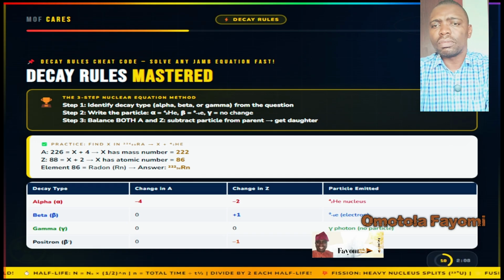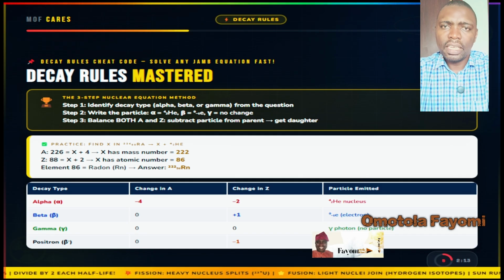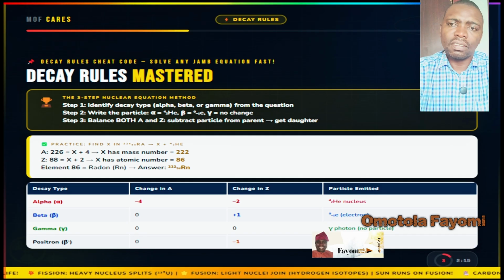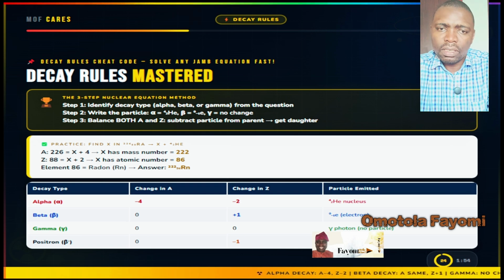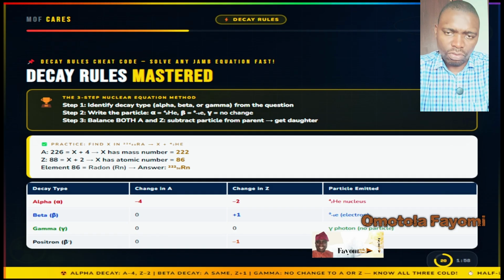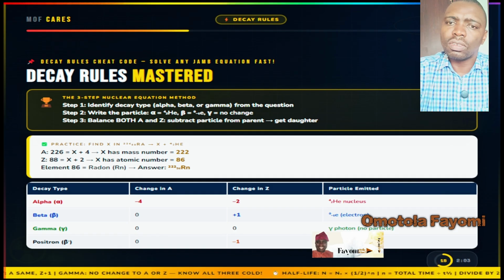Step 3, subtract from the parent to find the daughter. Alpha: parent loses A equals 4, and Z equals 2. Beta: parent loses A equals 0, Z changes by minus 1. Daughter Z equals parent Z plus 1, because beta has Z equals minus 1.